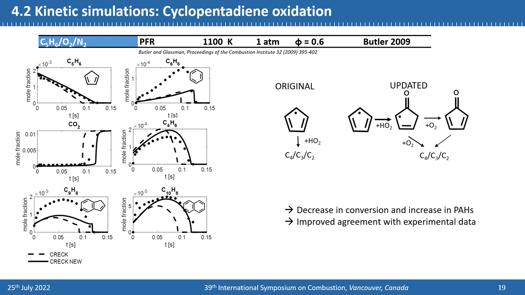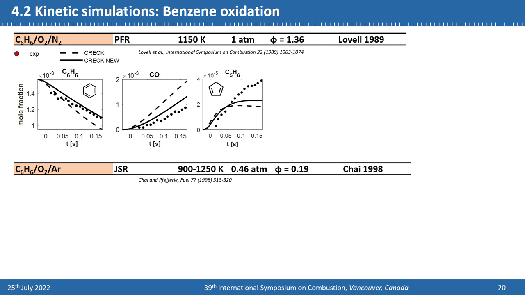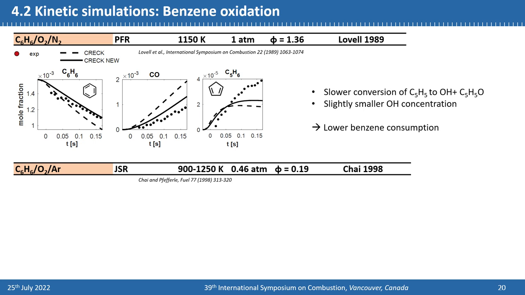Similar results were obtained for benzene oxidation, where we see that at similar temperatures, benzene conversion is slowed down, and the reason is exactly the same. So cyclopentadienyl concentration increases, and therefore there is a slower conversion to OH plus C5H5O, which produces a smaller amount of OH radicals, which then oxidize benzene more slowly.